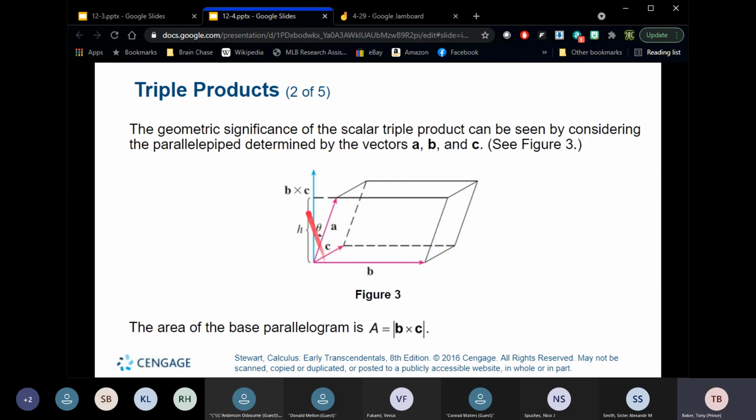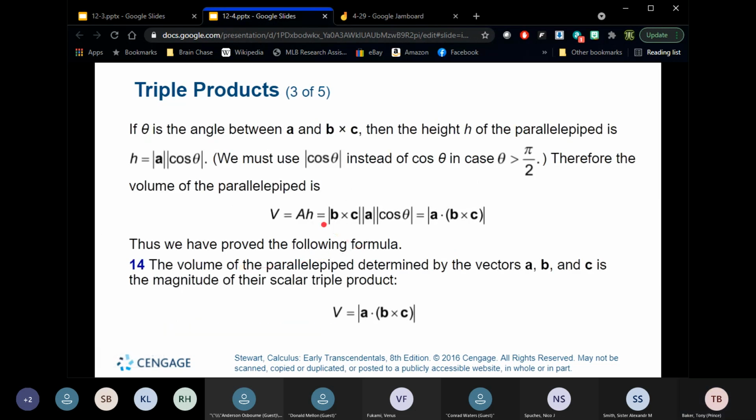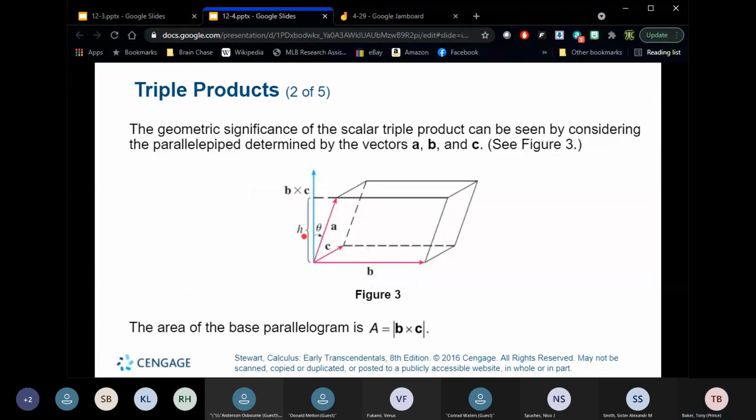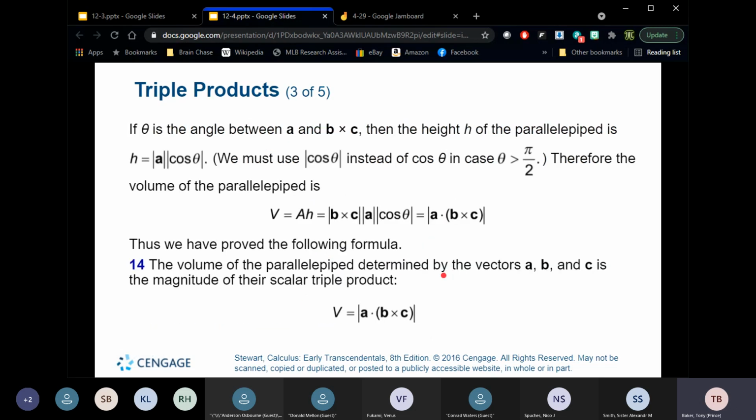And then if we figure out the height of it, the height is the length of A times the cosine of theta. So that's going to figure out the height of this shape. If you remember back to your geometry classes, these are called oblique rectangular prisms. I was trying to think of the name off the top of my head. So this is just another way to figure it out, knowing the vectors of each of the sides.